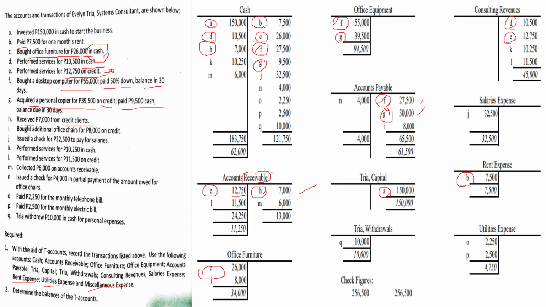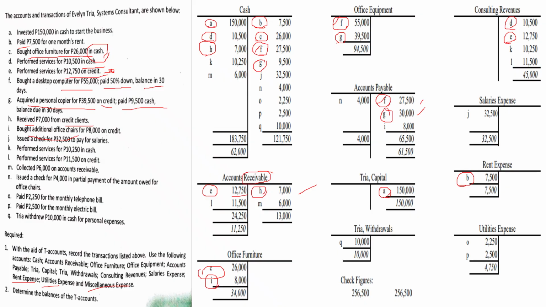Now, let's proceed to letter I. Bought additional office chairs for 8,000 on credit. Okay, take note, when you buy office chairs, it will increase, right? Now, chairs are furniture. So, furniture is an asset. When an asset increases, it is to be debited. So, letter I, the office furniture will have a debit of 8,000.